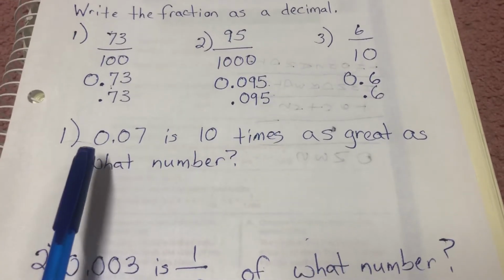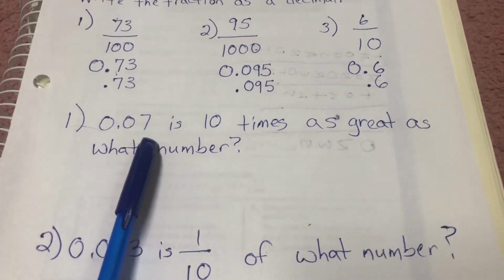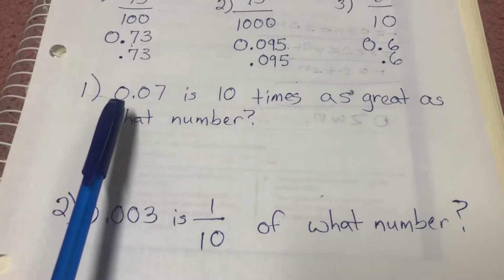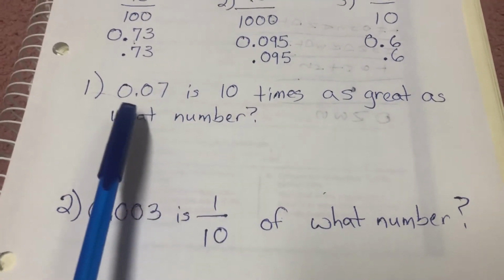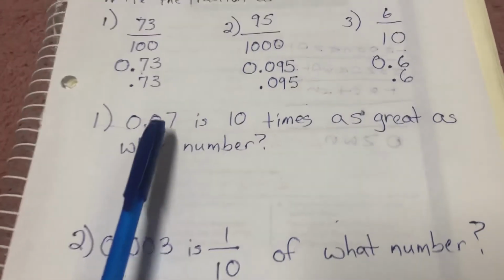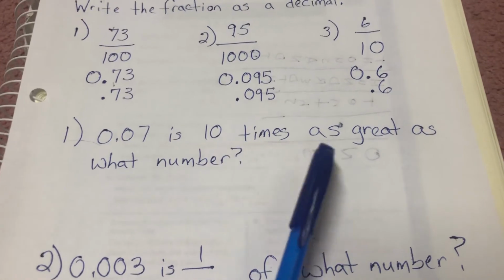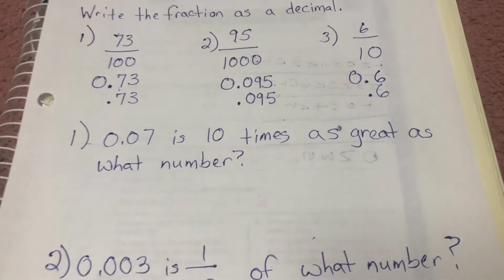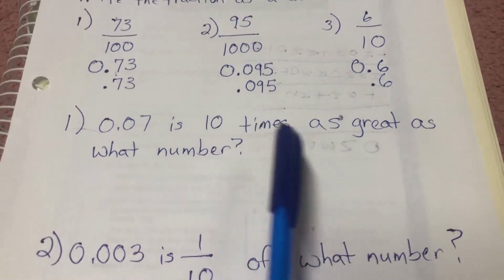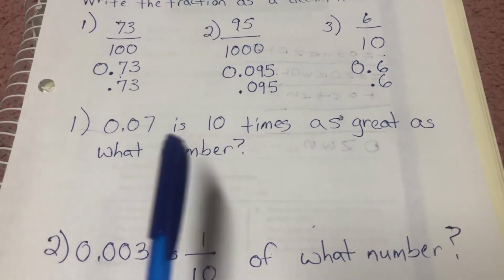So we're going to call this 0 and 7 hundredths. Since that 7 is in the hundredths place, we're not going to say 0.07. We're going to say 0 and 7 hundredths. So this says 0 and 7 hundredths is 10 times as great as what number?